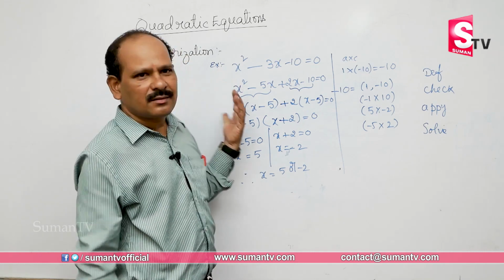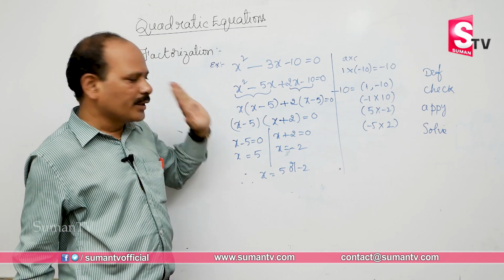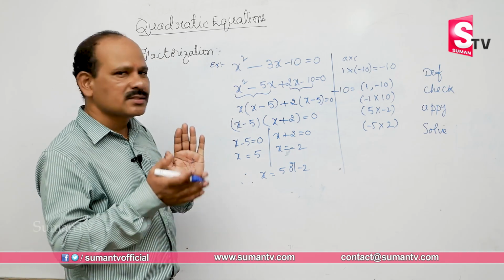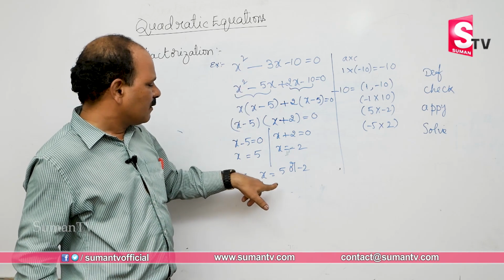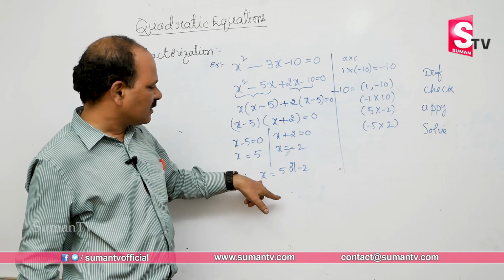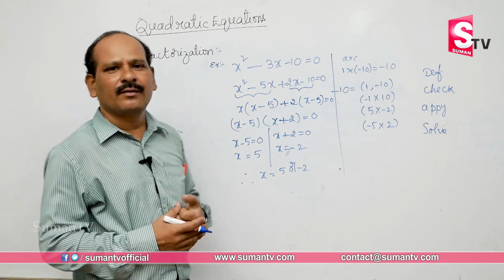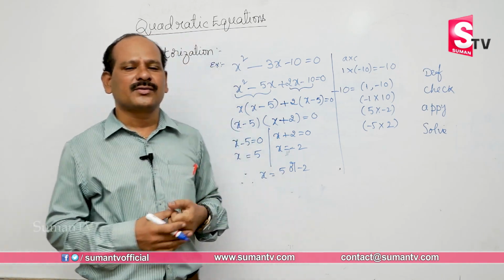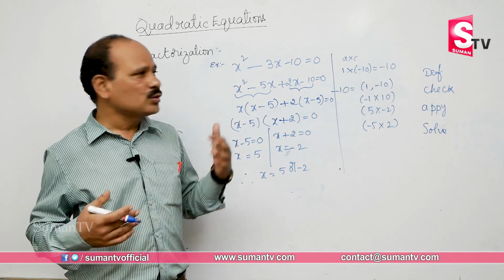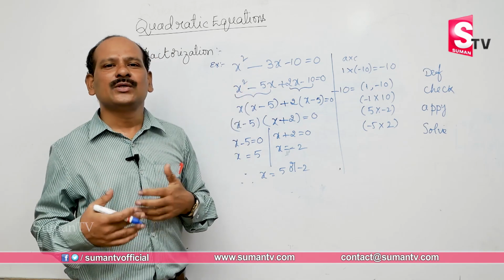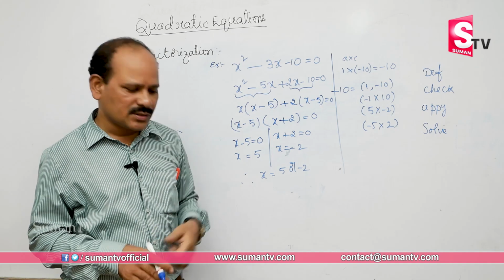Okay, this is the second example. So, in this way, we can find the value of x by using the factorization method. Here the answer is x is equal to 5 or minus 2. In this way, we can solve the problems. We can solve the quadratic equation by using the factorization method. Okay, the next topic is how to solve these problems only by using the quadratic equation formula. Okay, I will explain that also.